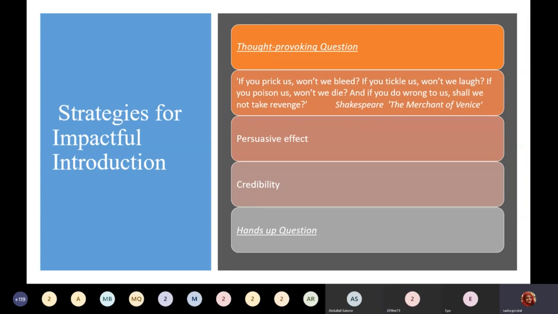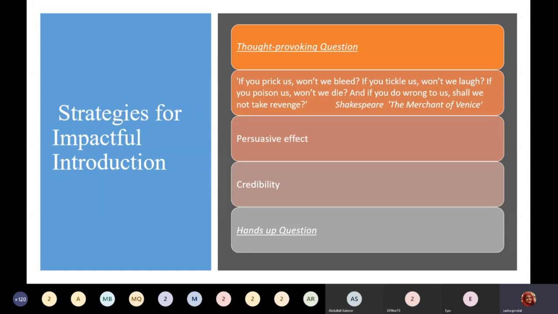Now, the question can be a very simple one. You don't need to think very hard on that. Whatever topic you're presenting on, you can ask how many of you have an idea on that. But of course, when we talk about a substantial presentation, your 60-second introduction has to be very, very impactful. You cannot take that first 60-second introduction very lightly.